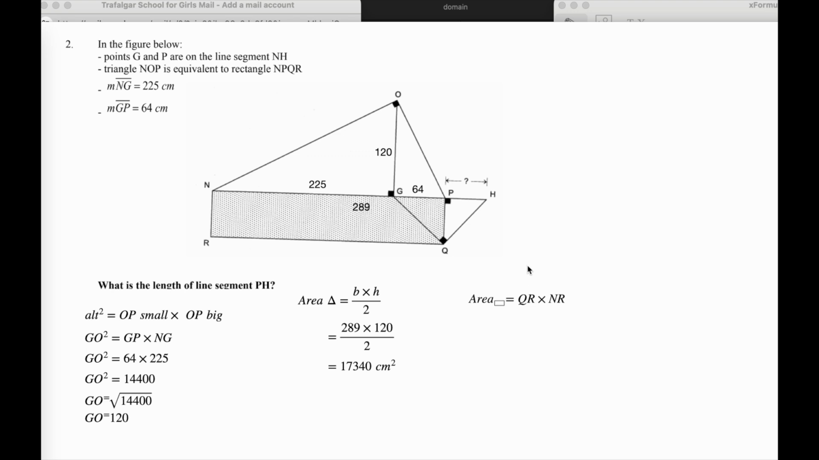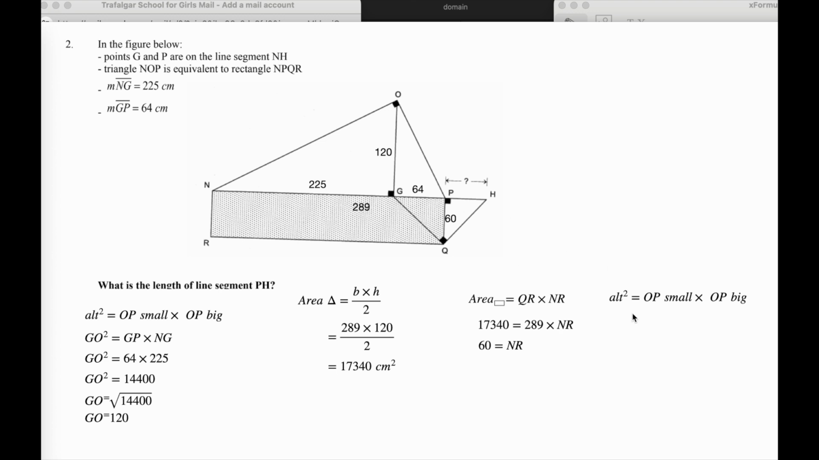The area of the rectangle is the base times the height, QR times NR. QR we know is 289. NR is the height. Divide both sides by 289. That's going to give us 60 is equal to NR. We know this is 60, which is now the altitude of this small triangle.